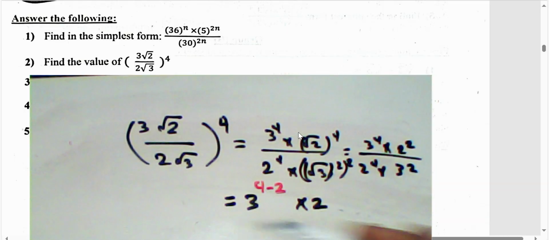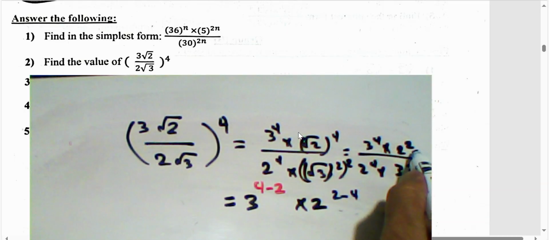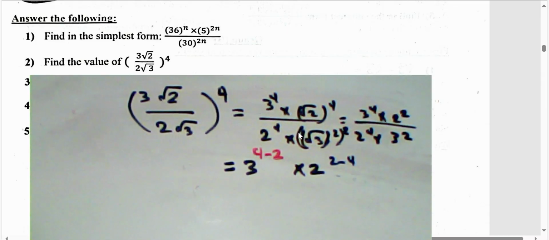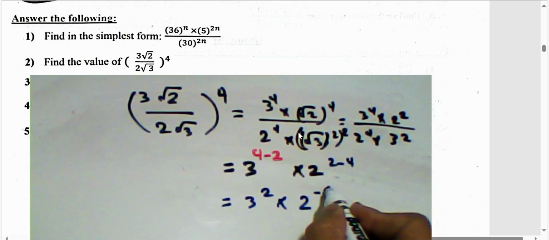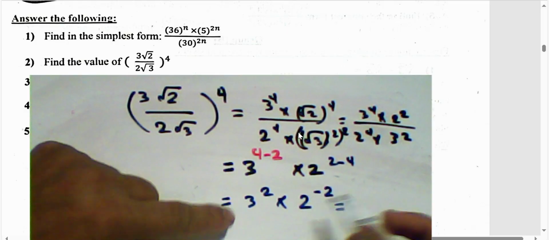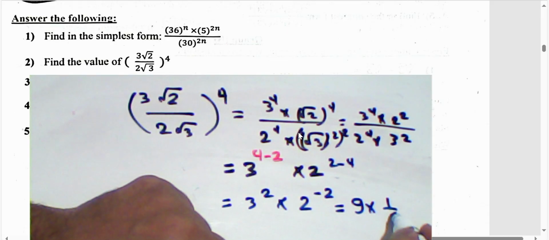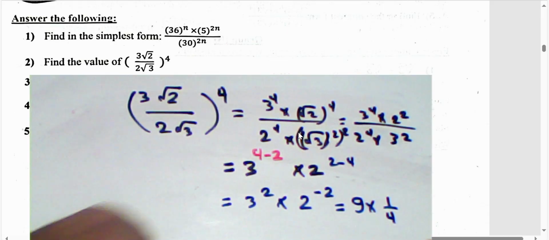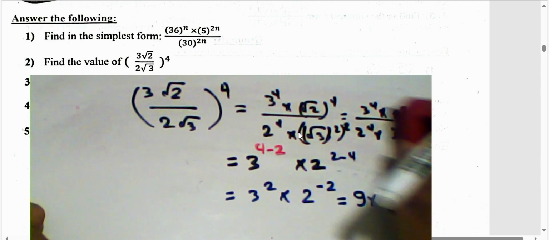You can write here 2 minus 4, because we have 4 in the numerator. Then you can write 3 power 2 product by 2 power 2 minus 4, equal to negative 2. Then 3 power 2 equals 9, and 2 power negative 2 equals 1 over 2 power 2, which is 1 over 4. The result will be 1 over 4 times 9, which is 9 over 4. Then the answer here is 9 over 4. Okay, same as the example. Next question.